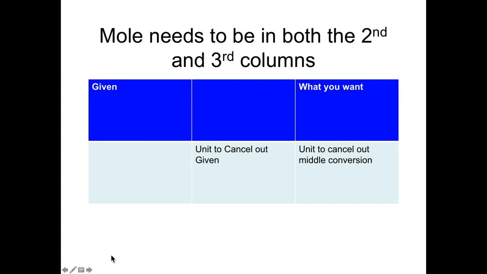For 2T charts, what's going to happen is you have the given in the upper left, you have the unit you want to cancel here. What you want will always be in the far upper right, and the unit to cancel is there, and so you should cancel diagonally here and here. You should cancel diagonally here and here, and then the unit you want should stand by itself.